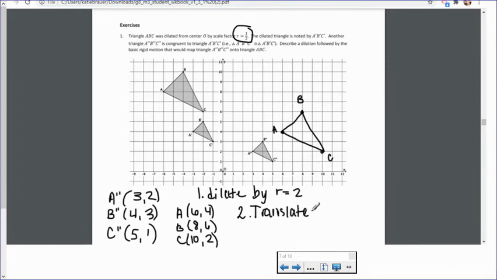We had to go up 4. And then we'd have to go left 1, 2, 3, 4, 5, 6, 7, 8, 9, 10, 11, 12. Left 12. And then we know that they're the exact same triangle.